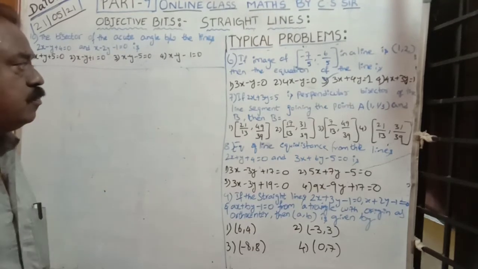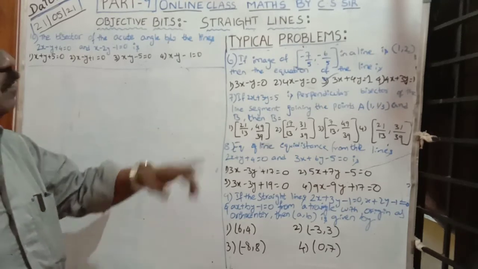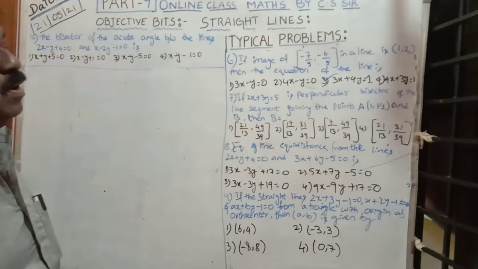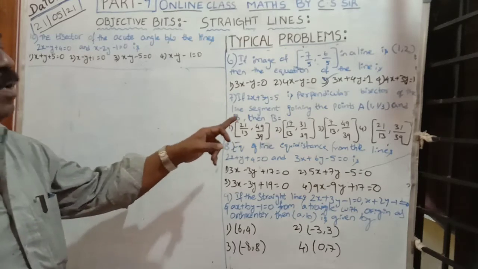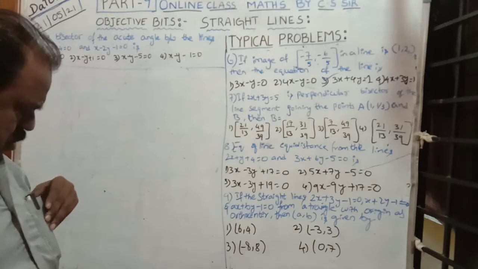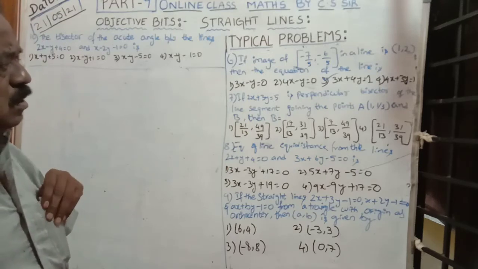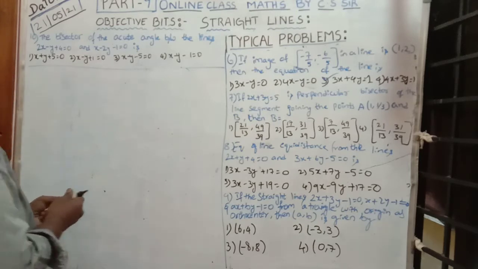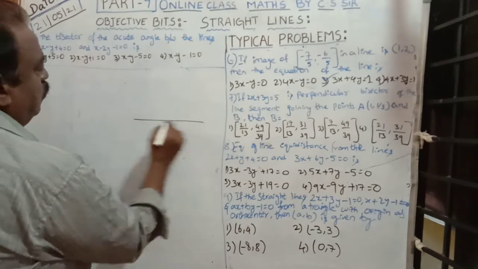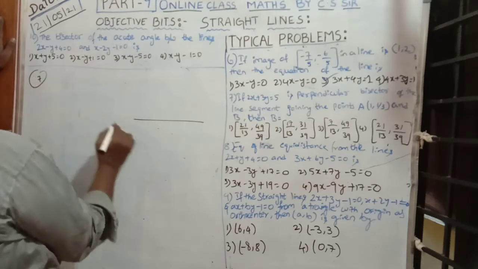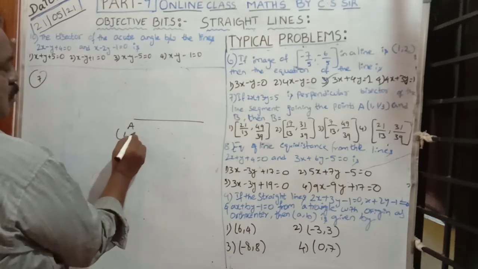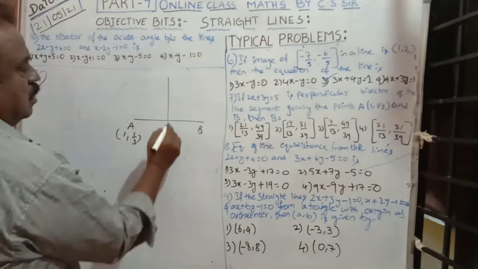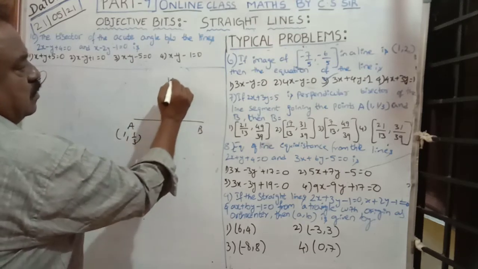Okay, now, what is the 7th problem? If 2x plus 3y equals 5 is a perpendicular bisector of the line segment joining A and B. We are given a perpendicular bisector. A point is given and B point we don't know. It is the 7th one. A is 1 comma 1 by 3. B is not given, but it is a perpendicular bisector.